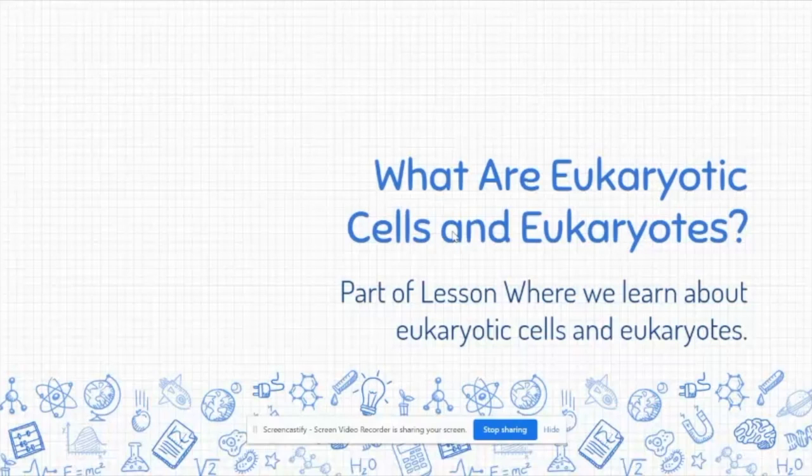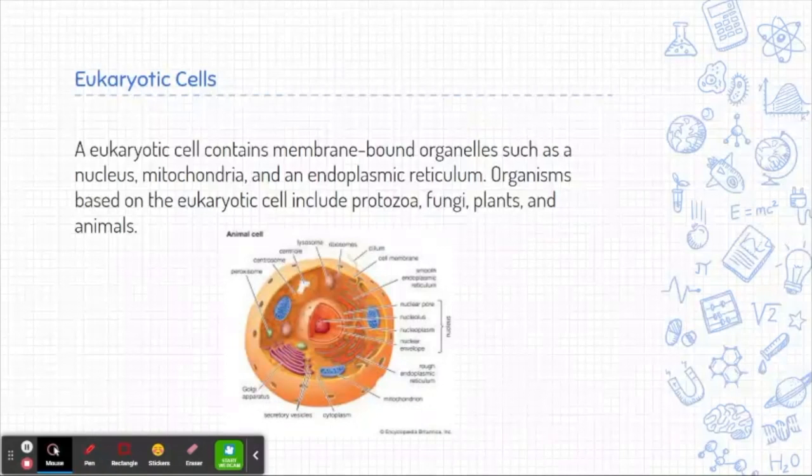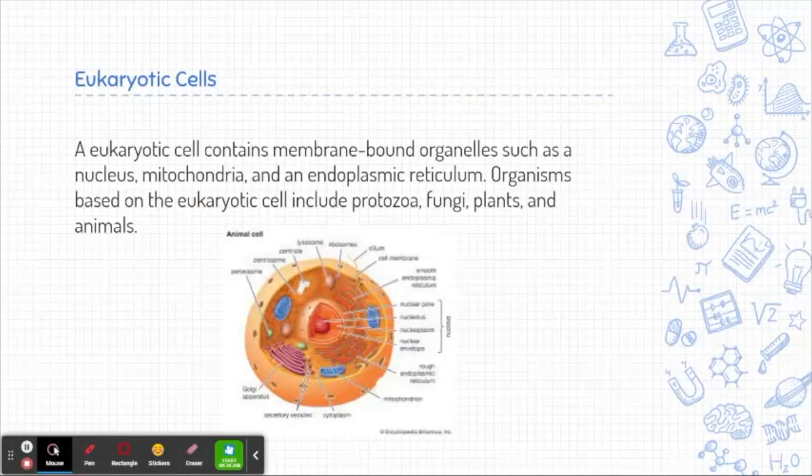Now we're going to talk about what are eukaryotic cells and eukaryotes. This is a part of lesson where we learn about eukaryotic cells and eukaryotes. A eukaryotic cell contains membrane organelles, such as a nucleus, mitochondria, and an endoplasmic reticulum. Organisms that have this cell include protozoa, fungi, plants, and animals. Eukaryotic cells may have many different types of organelles within it, while prokaryotic cells only have some. This is an example of a eukaryotic cell.